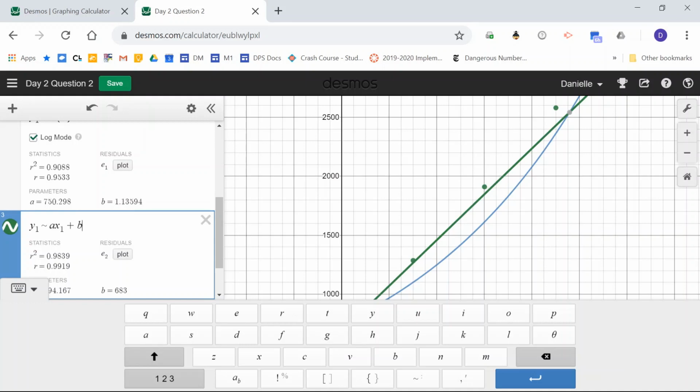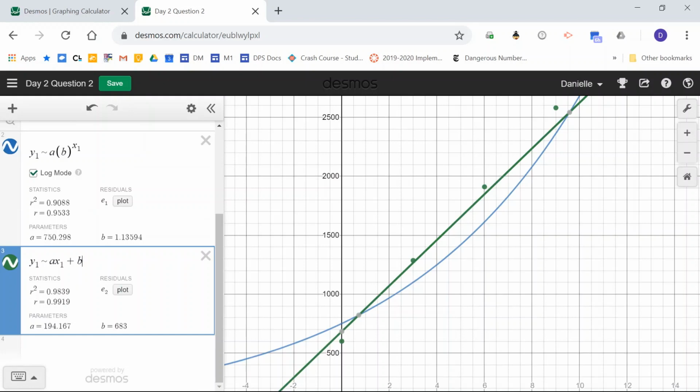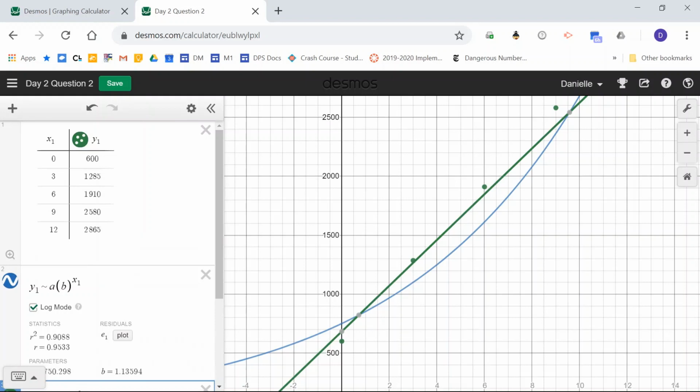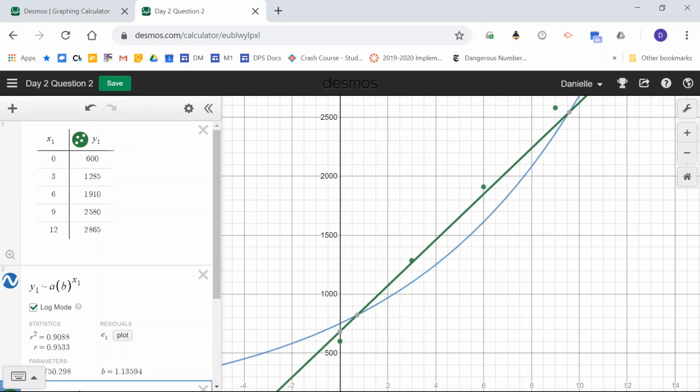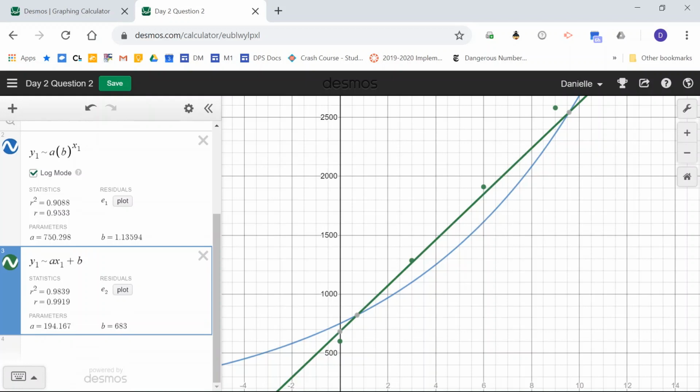If you notice that green line showed up, which is our line of best fit instead of our exponential equation of best fit. And for the linear, there's not a log mode box to check. That would just be your final equation. So you'd plug in 194 for A and 683 for B. So this is how you can do regression on Desmos instead of using your calculator. So you type in your data by going to plus, picking table, and then type your data in the table they give you. And then to actually get your equations, you type in the general form for an exponential or a linear equation with the little tilde key, and it'll pop up your equation for you.